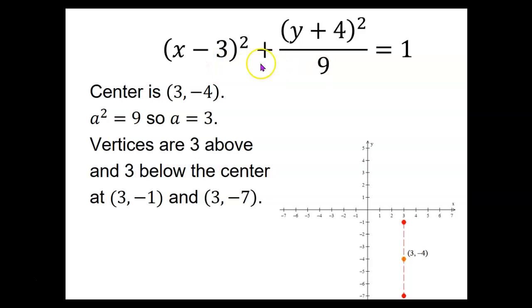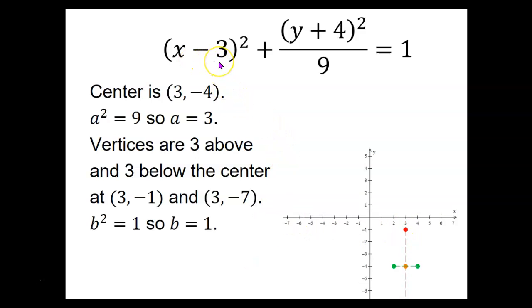a squared is the bigger denominator. So here that would be 9. And if a squared is 9, that means a is the square root of 9, which is 3. So that tells you how far away from the center to go in the y direction to get to the vertices. If we go up 3, we get to one of the vertices at (3, negative 1). If we go down 3, we get to the other vertex at (3, negative 7). So the vertices are at (3, negative 1) and (3, negative 7). And the line that connects those vertices is going to be the major axis of the ellipse.